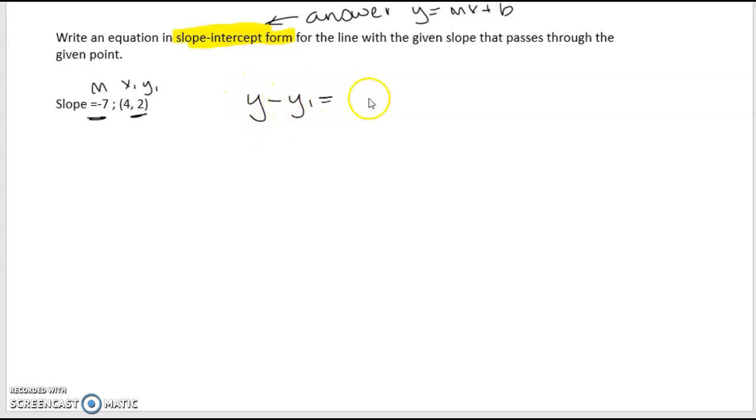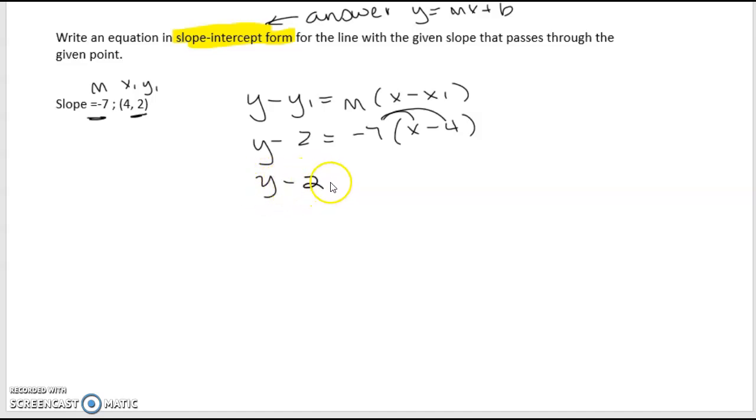So we're going to use point slope formula. Y minus y1 equals m times x minus x1. So y minus 2, we just plug all these values in, equals a negative 7 times x minus 4. As with anytime you have a set of parentheses and a value out front, you distribute. So my y minus 2 stays the same, and then over here I'm going to have negative 7x plus 28.